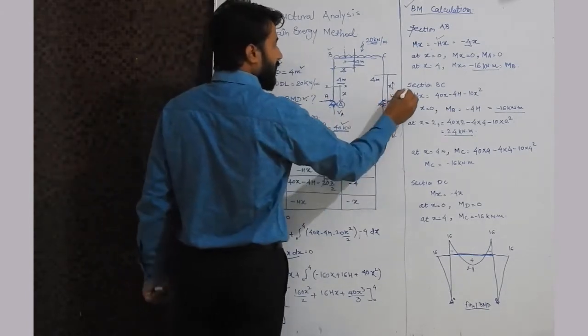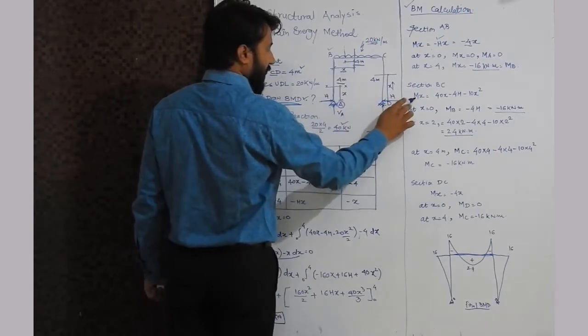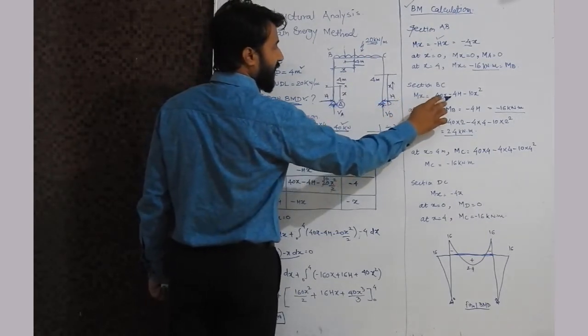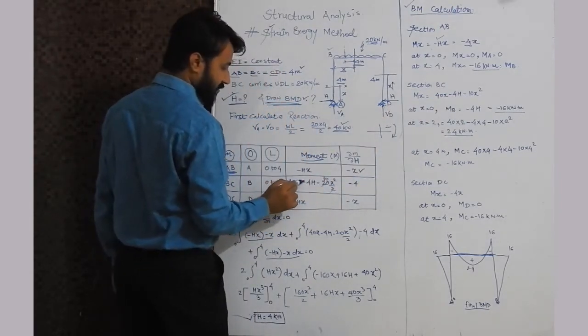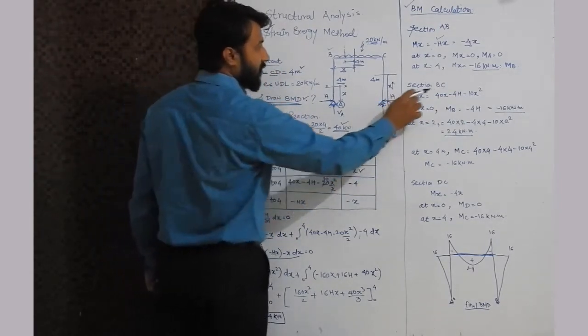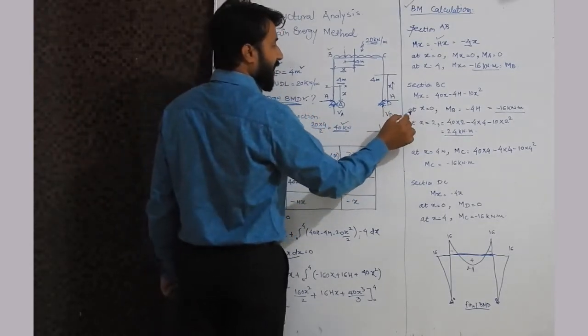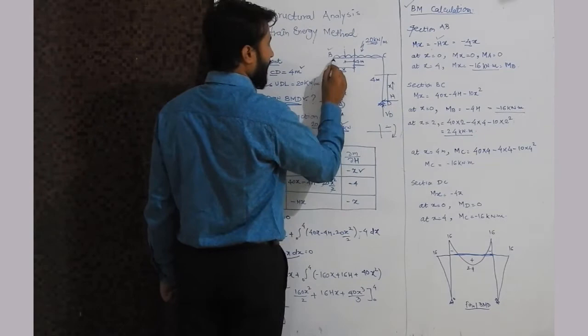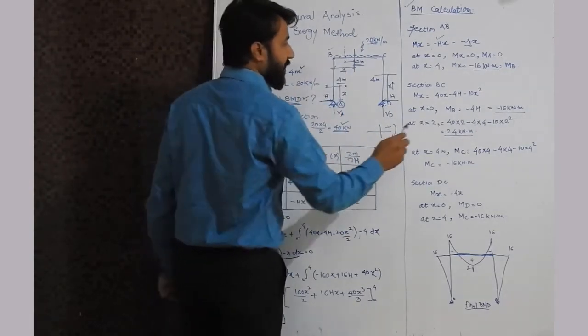Now we are talking about section BC. Section BC has the moment Mx equals 40x minus 4h minus 10x squared. This value, 40x minus 4h minus 10x squared. Now we will put the value at x equals 0. At x equals 0 we are talking about B, so we get moment B.